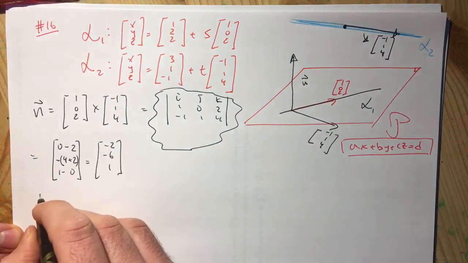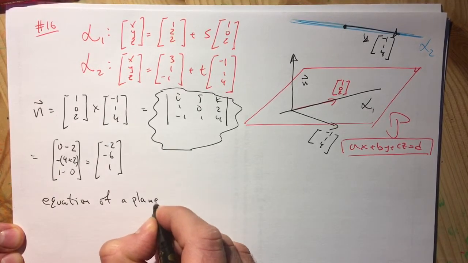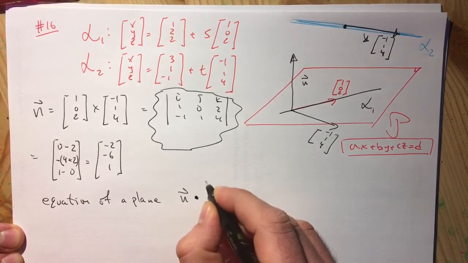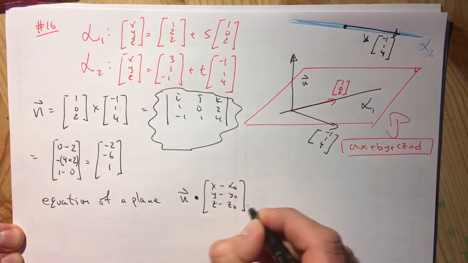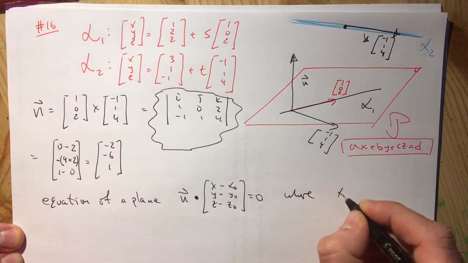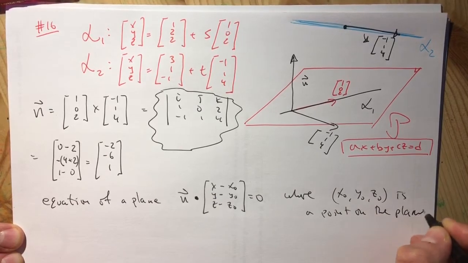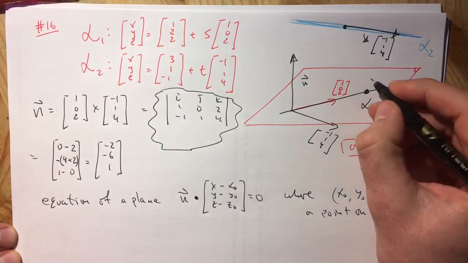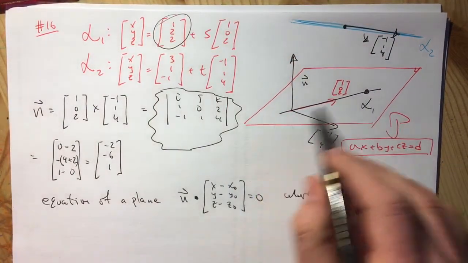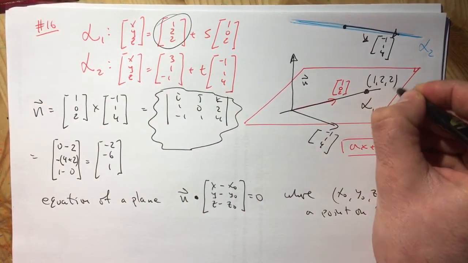And now what is the equation of a plane? It's the normal vector dot product (x, y, z) minus (x naught, y naught, z naught) is equal to 0, where (x naught, y naught, z naught) is a point on the plane. Okay, well, again, I look at L1, and from the equation of L1, since L1 lies on the plane, that means this point also lies on the plane. So this is the point (1, 2, 2).